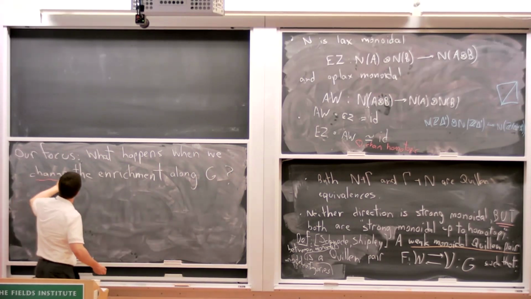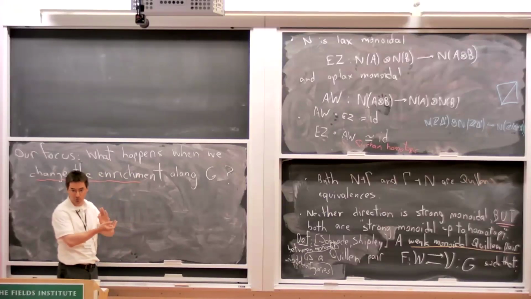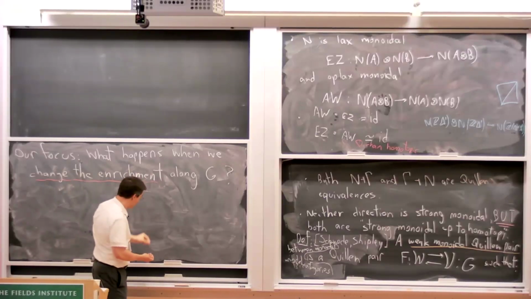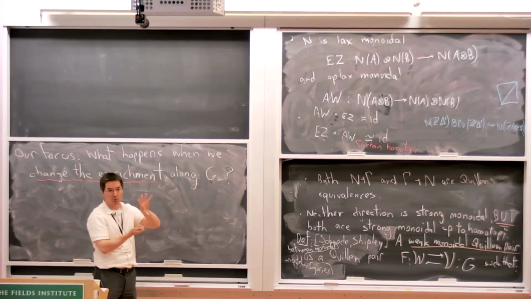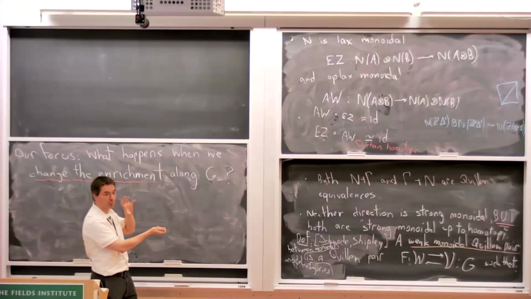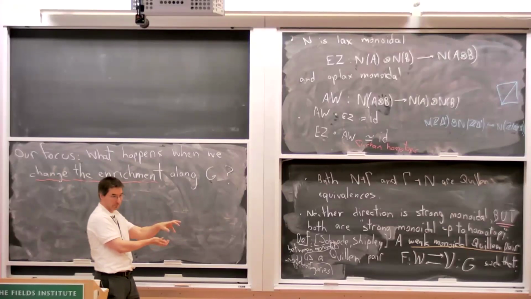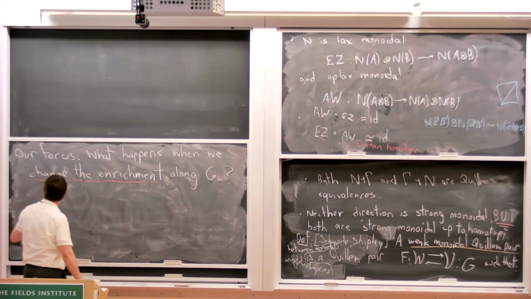By change of enrichment, it's also called change of base, because you just change the base of the enrichment by applying a lax monoidal functor to each Hom gadget. If you had Hom spaces or Hom complexes, whatever, just apply the lax monoidal functor locally. That's what I mean.